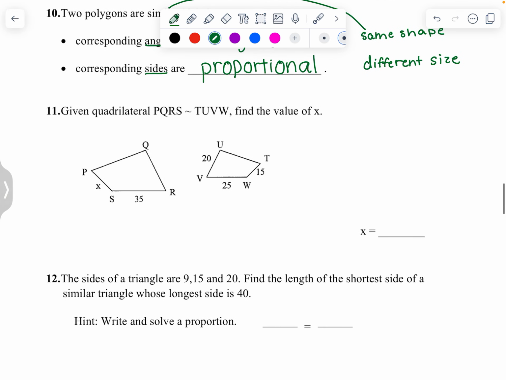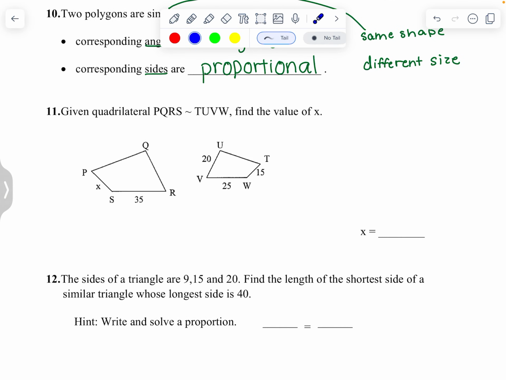So given these quadrilaterals are similar, given that they have proportional sides, find the value of x. So we're going to set up a proportion. X, which is side PS, is going to go with TW. X over 15 is proportional to, if I started in this polygon, I have to come back to that polygon, and the only side that I have to pick is SR. And SR goes with WV. So I'm going to put 35 over 25.